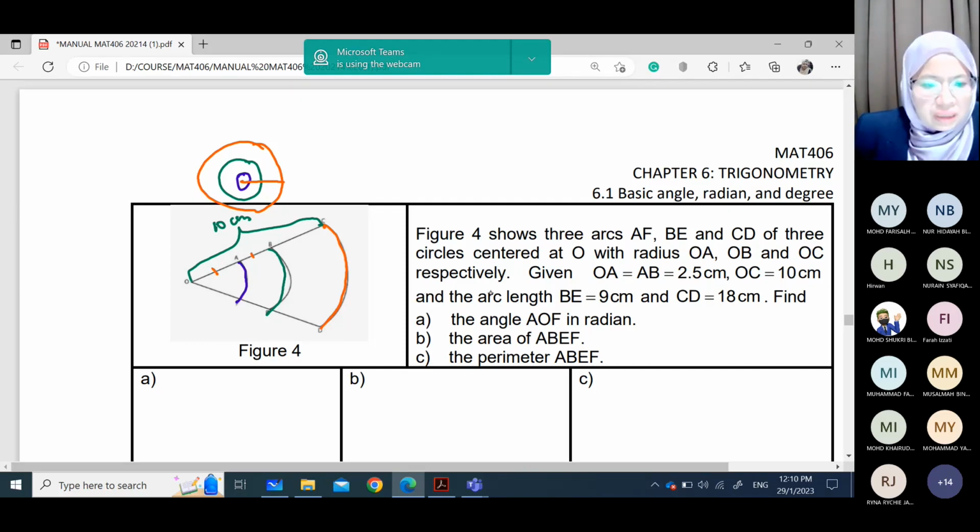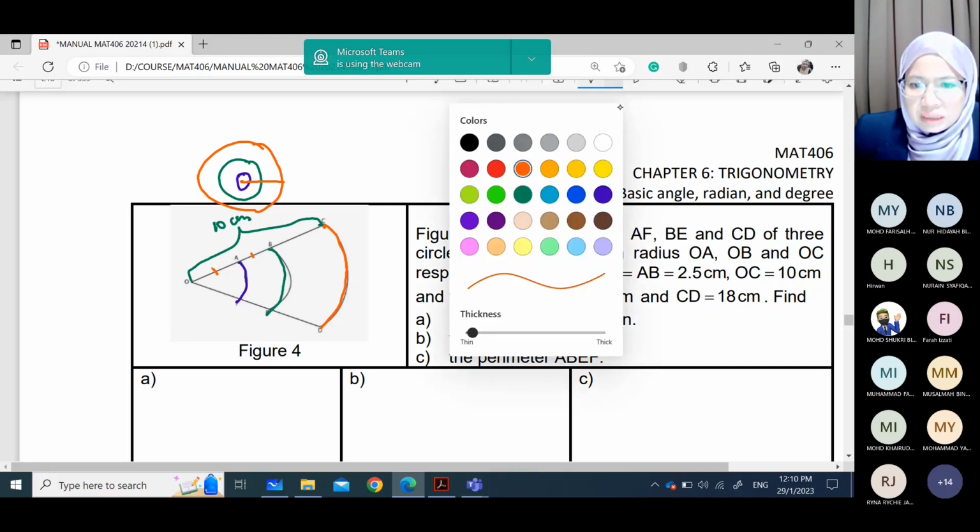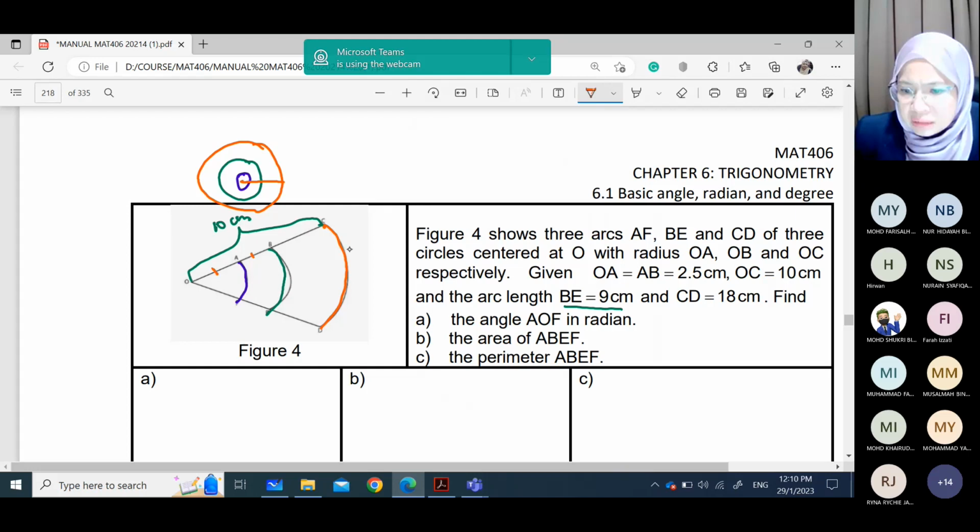And the arc length BE. So arc length BE dekat sini adalah 9 cm. And CD, yang color orange tu, arc length dia adalah 18 cm. So yang color hijau, BE 9 cm. Okay, so the question asks you to find the angle AOF. Kena cari angle yang ini.